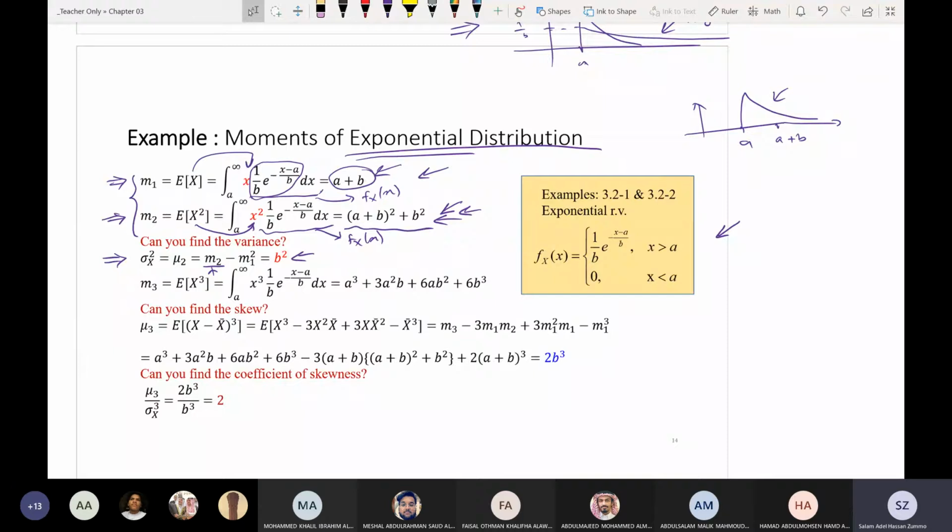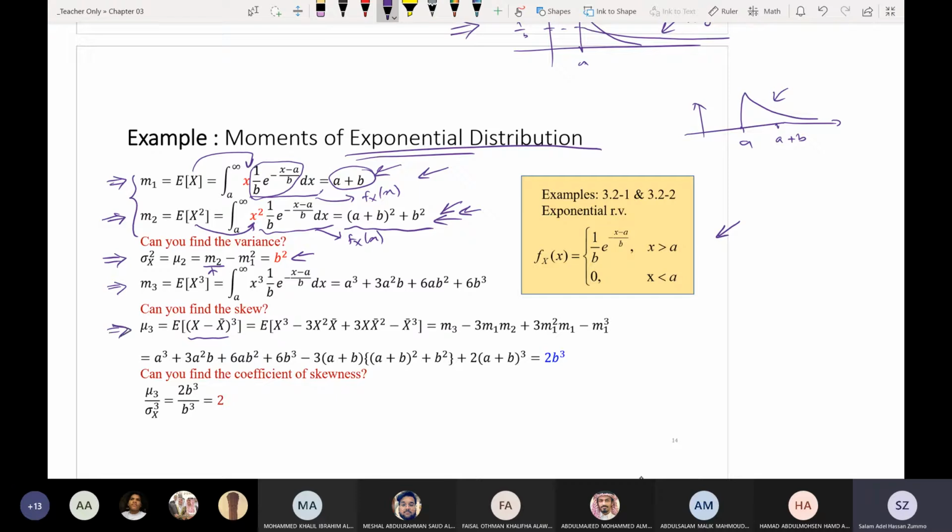Large b has the PDF wide, and hence the variance is large, as well as the mean, by the way, in this case. Now, if you would like to calculate the skew, then we need to calculate the third moment. You can calculate the skew directly from mu3, which is the expected value of x minus x bar to the power 3, and do the integration directly. Or we calculate m3, and then we try.